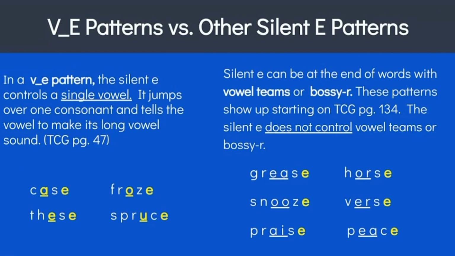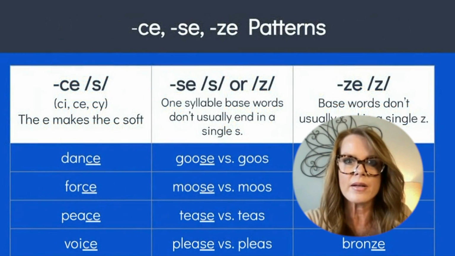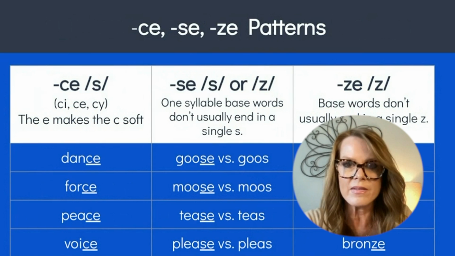We often see them at the ends of words with vowel teams and bossy R, like in the words grease, horse, snooze, verse, praise, and peace. Here, the silent E does not control the vowel team or bossy R because they are not single vowels. Why is there a silent E at the ends of these words? What is its job? Let's take a look at each of the patterns in this table and talk about the job of the silent E.